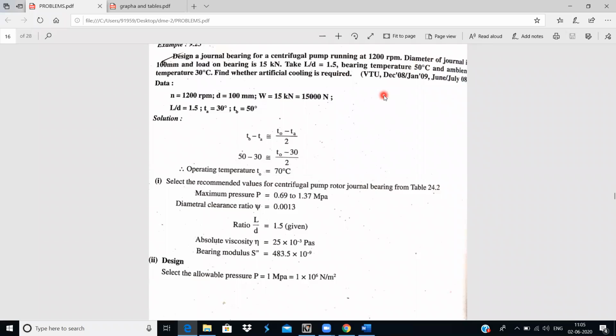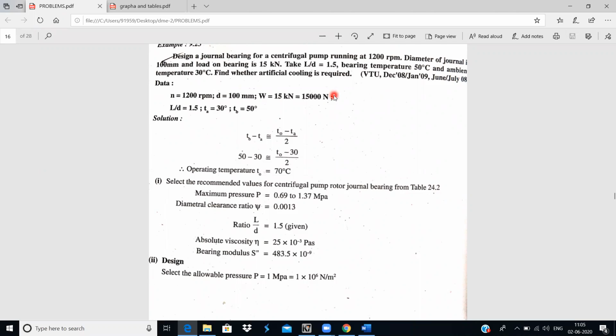So we'll start the next session. In the last session, we discussed the problems related to the complete design of the journal bearing for a particular application. In the last problem, we designed the journal bearing for some application. Now, in the same way, we are going to design the journal bearing for some other application. So the same type of problem we are going to discuss today.